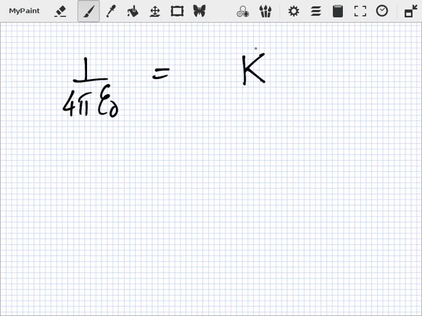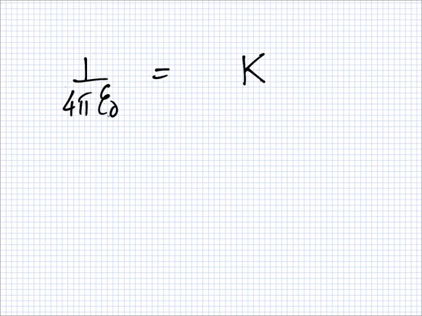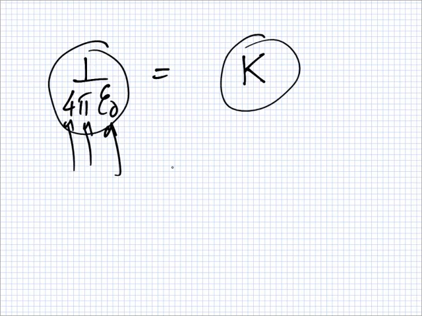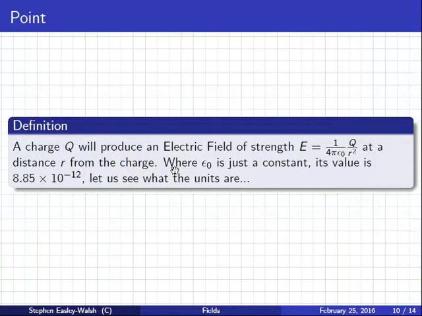Not Kelvin K, a different K. Because usually when you see this, you always see this as well in the formula. So a lot of people just call this K. And K is also on the calculator, I think, or maybe not, but it's in the formula book anyways. Okay, so write this down and then tell me the units for the epsilon zero.